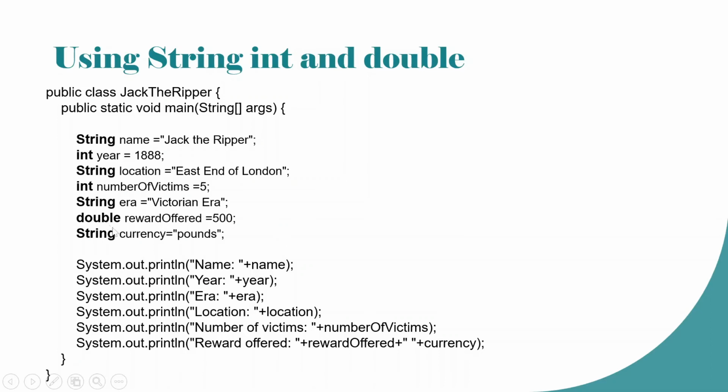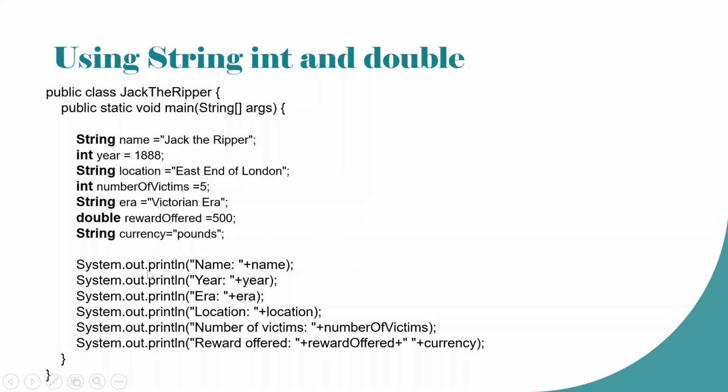So here we declare the variables. And you see now we've got a value reward offered, and it was 500. And then because it's a value with a decimal point, remember we have pounds and cents, dollars and cents, euros and cents. We always use doubles for money. So this is an amount, and its currency is pounds. And we put another variable here, currency equals pounds. So when we display that, we will know exactly what it is.